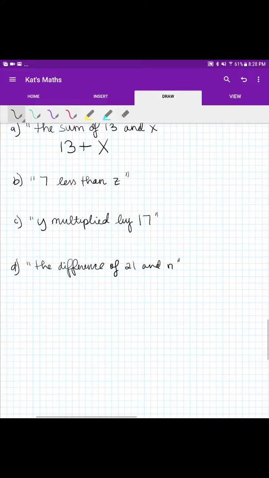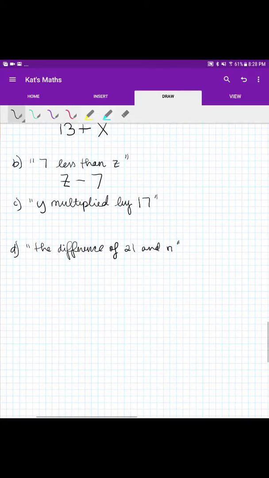7 less than z. So less than, that makes me think of subtraction. And it's 7 less than z. So z is minusing 7. And the order matters. You have to pay attention to that. Y multiplied by 17. So here it's multiplication. The order doesn't matter. But just generally you write the number before the variable. So 17 times y. Y multiplied by 17.